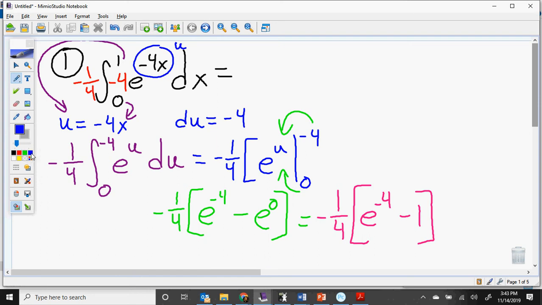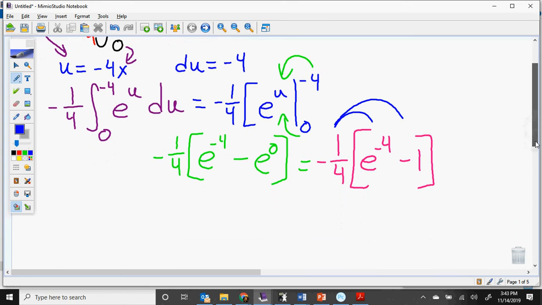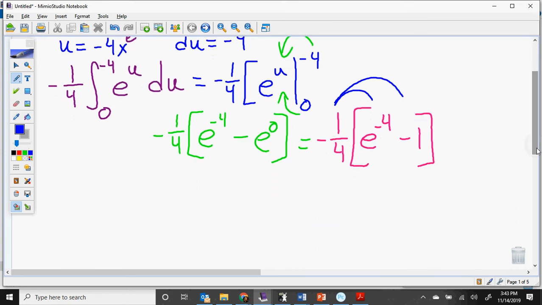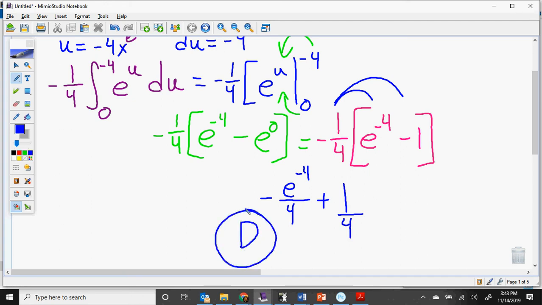Alright, so if I now distribute that out, I get negative e to the negative 4 over 4, and then negative times a negative, plus 1 over 4. So if I look at my answer choices, I see that that is D. Answer choice D. Terms are reversed, that's the same thing as answer choice D.